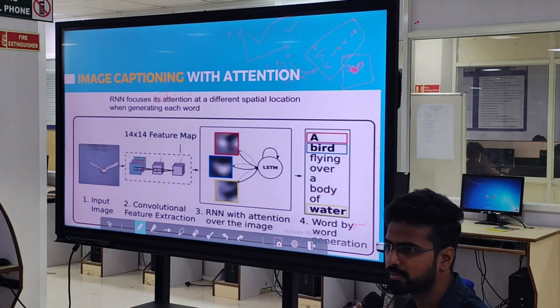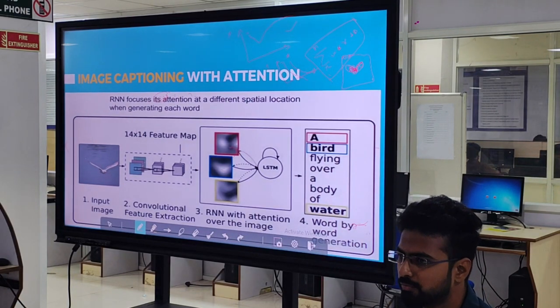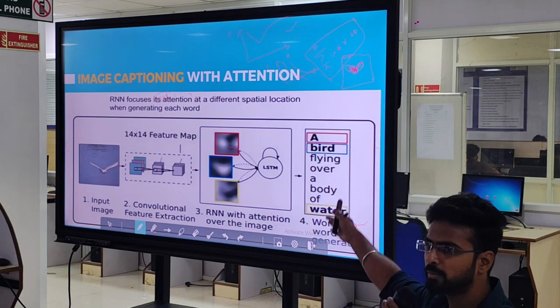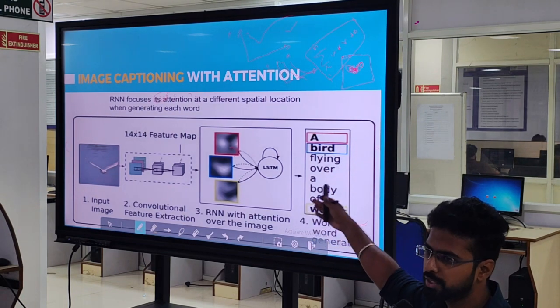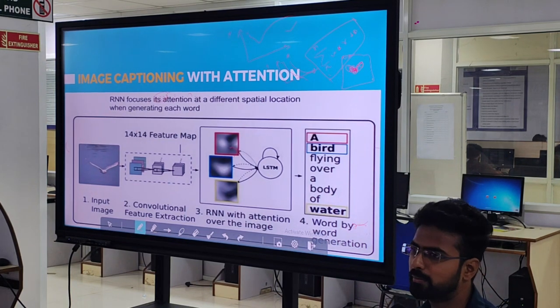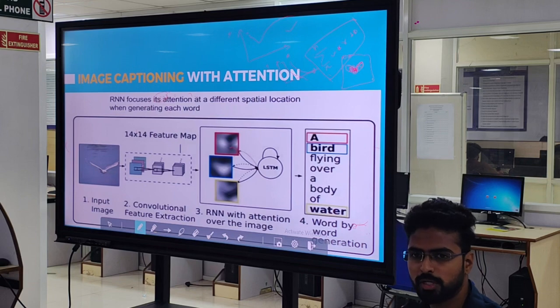After the attention mechanism, we will have some values. If you give those values to the LSTM cells, they can give you proper predictions. This is also sequential prediction: a bird flying over a body of water, generated word by word. That is based on the problems they introduced it for.